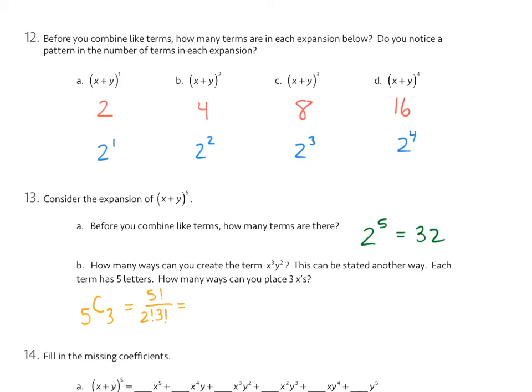If I write out 5 factorial, I can write it as 5 times 4 times 3 factorial, and now the 3 factorial in the denominator will cancel out with the 3 factorial in the numerator. 2 factorial is 2 times 1, so I get 5 times 4 over 2 times 1, or 20 over 2, which is 10. There are 10 terms that have 3 x's, so if you combine like terms, your x^3 y^2 term would have a coefficient of 10.